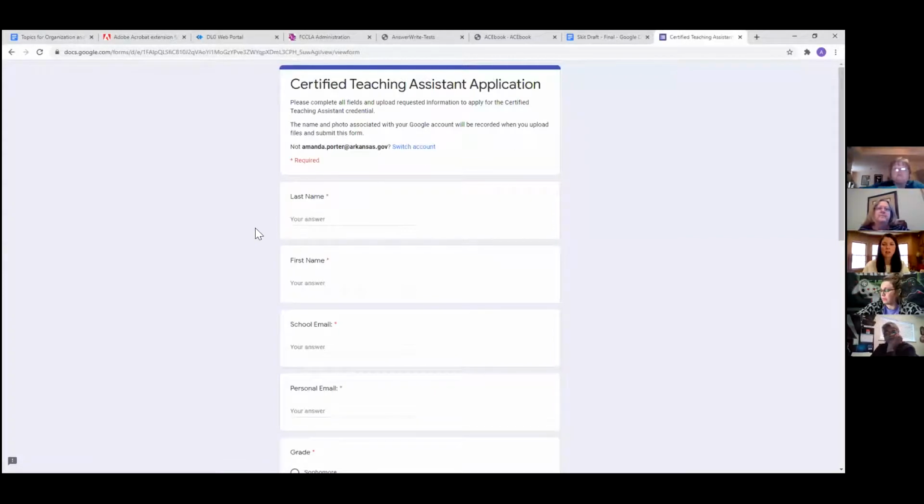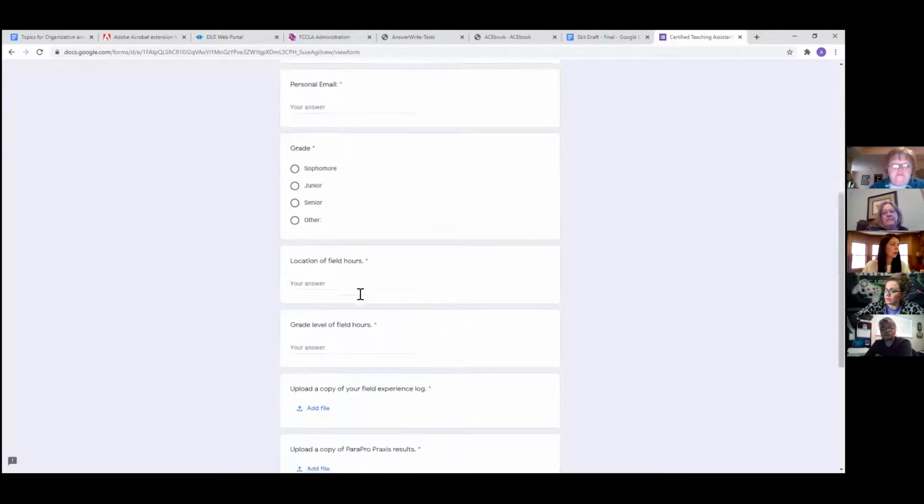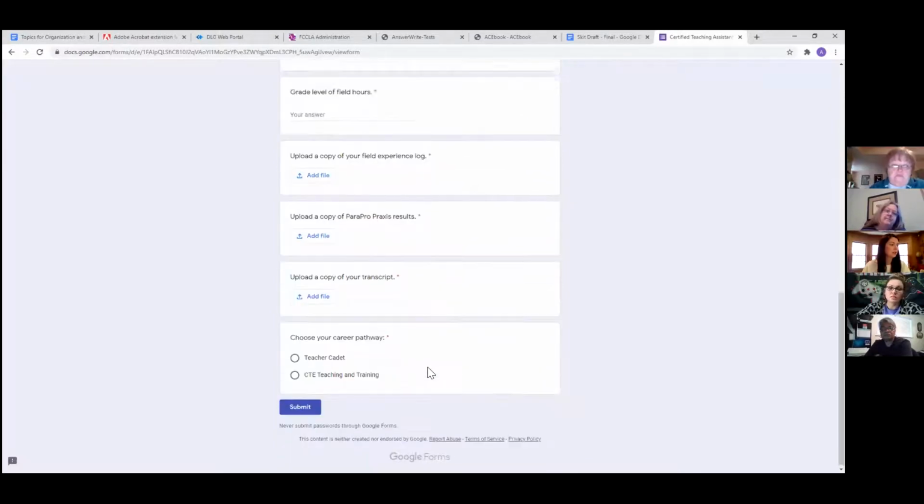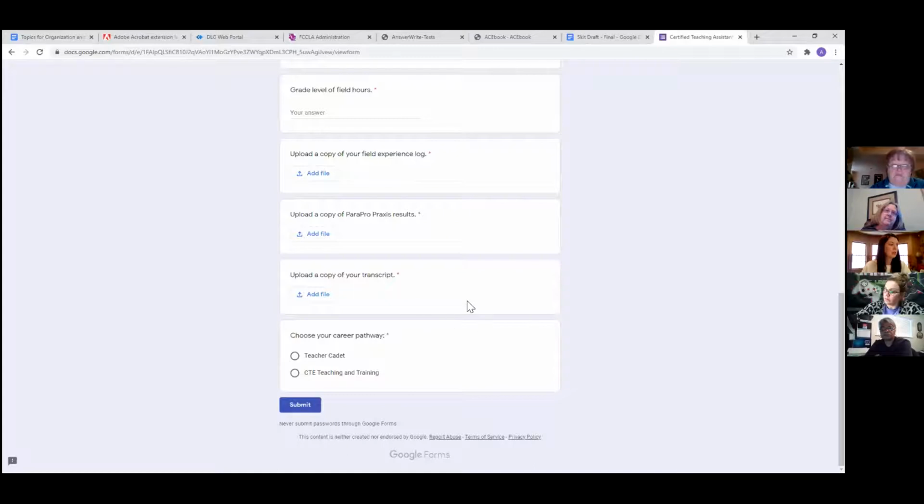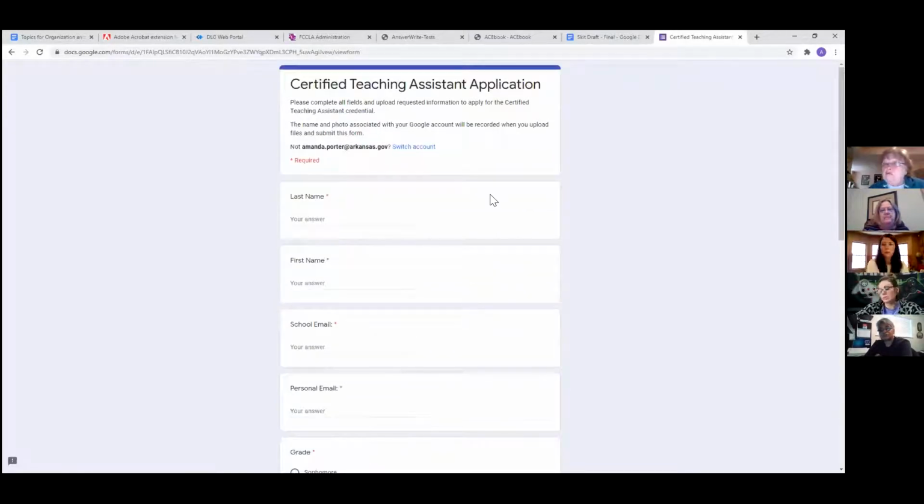And then once they have completed the application, and I will click on this application, can you all see that application there? Okay, so once they've completed this document, and you'll see where they are going to upload their files, they'll hit submit, and then they will be able to get recognition and receive their CTA certification.